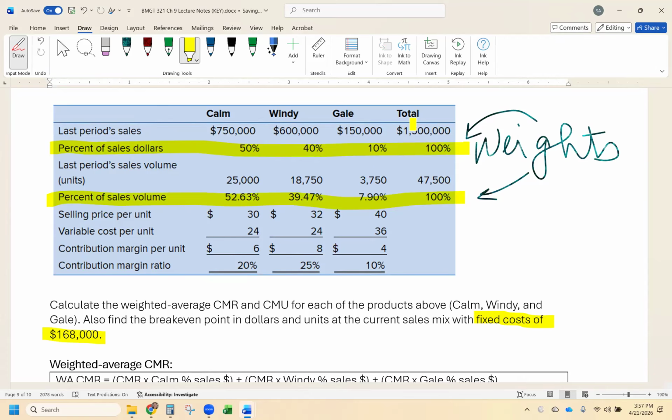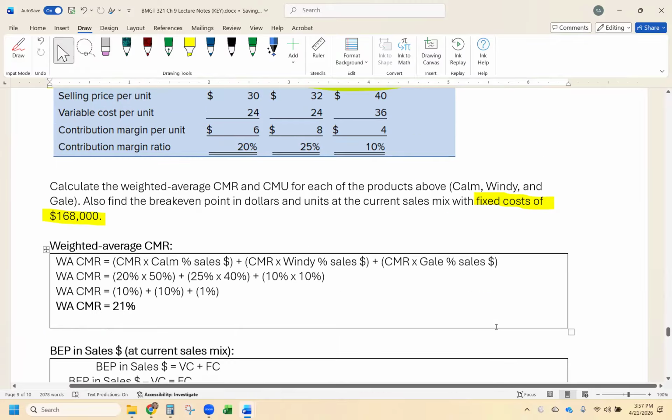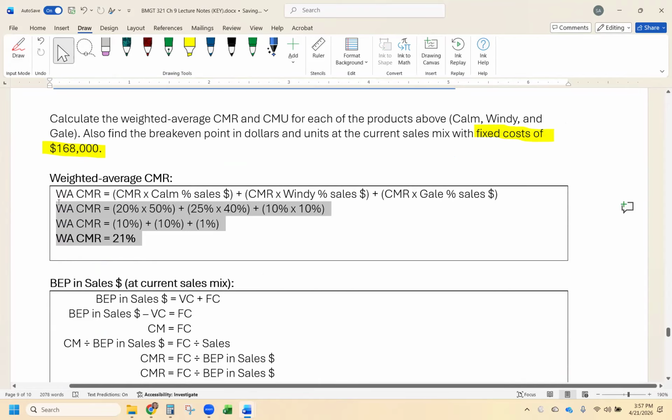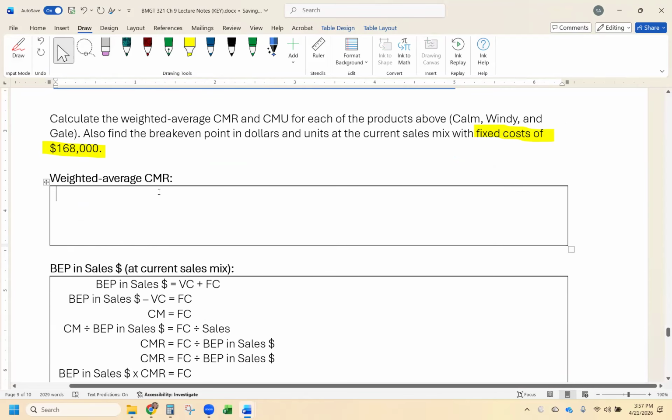And then we're going to calculate the break-even point in dollars and in units, because we're going to use our, what's that? What did they call it? The shortcut ratios from the book, or formulas from the book to calculate the break-even point. Okay, so first one, the weighted average CMR.